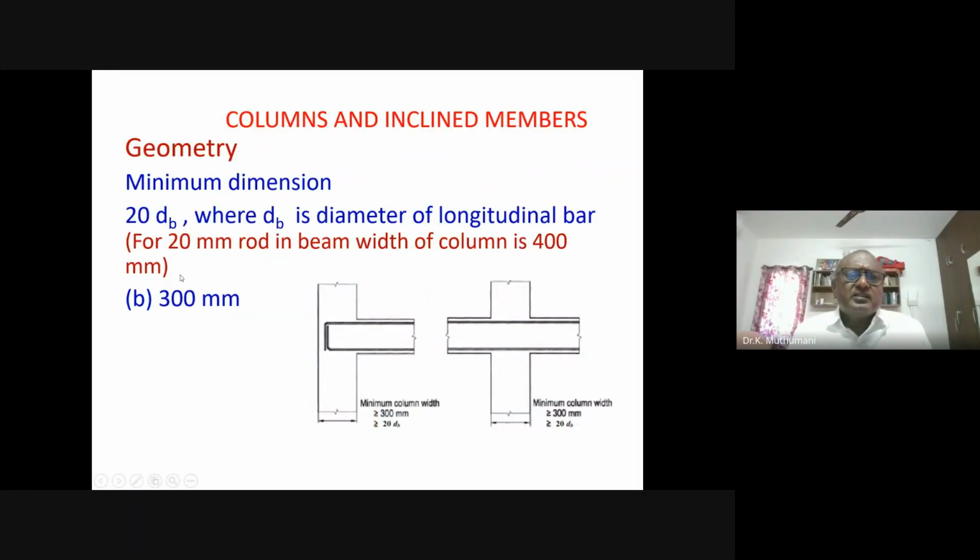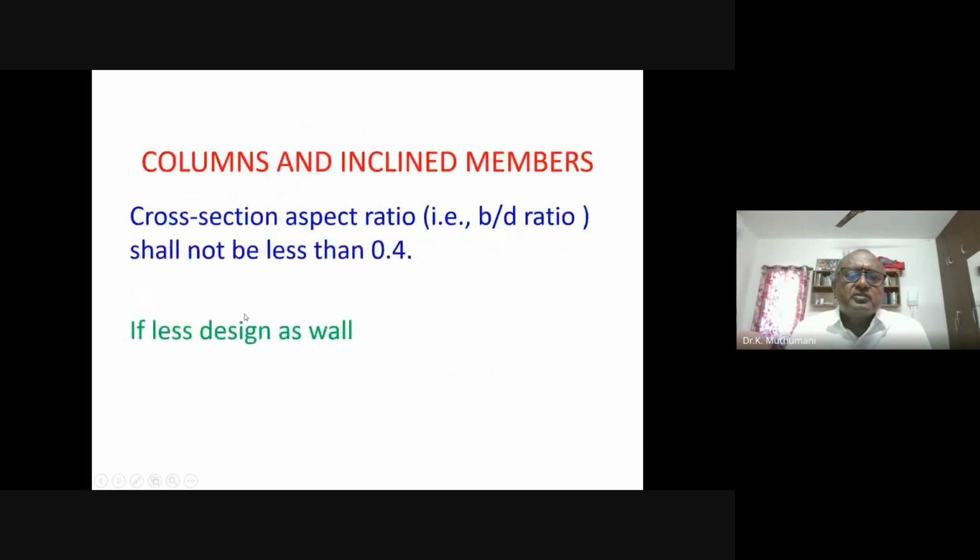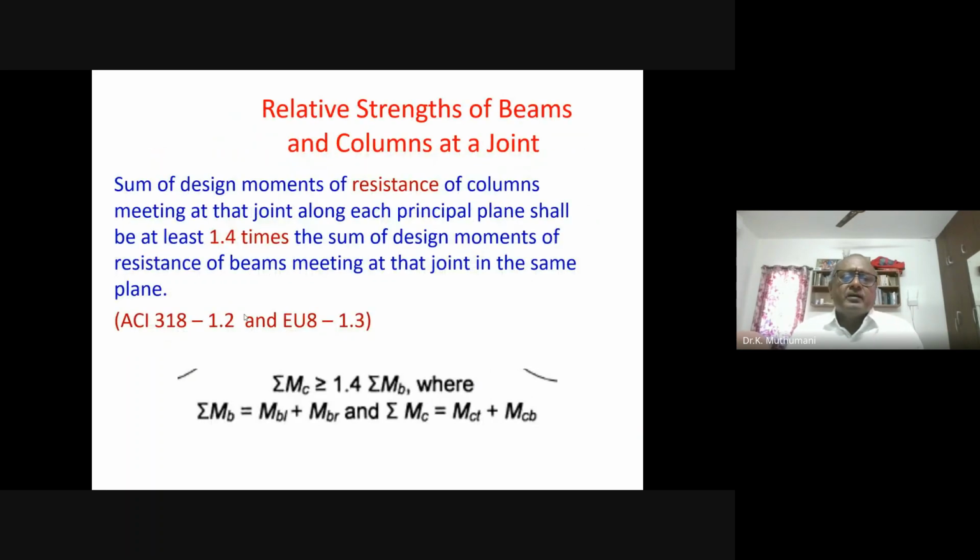Similarly, it talks about the dimension also. We talk about 300 mm as the lowest dimension that is there. Of course, for whatever it is. Otherwise, you have to design it as a wall or something.